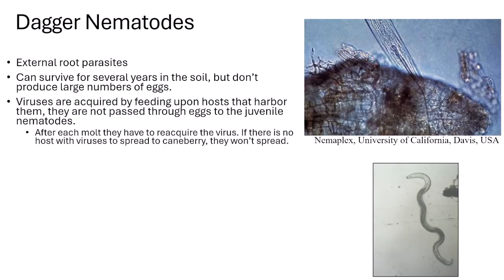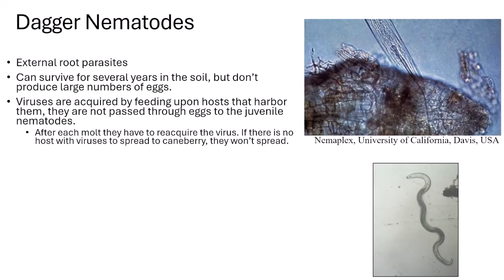Viruses are acquired by dagger nematodes throughout either their juvenile or adult stages through what they feed on. And so they don't pass that to their eggs. If you have a dagger nematode that feeds on an infected plant with a virus that they can move, they could pick it up. It's not always 100%. But if there is no host of the viruses that they can transmit around in their feeding, they're not just going to get those things.